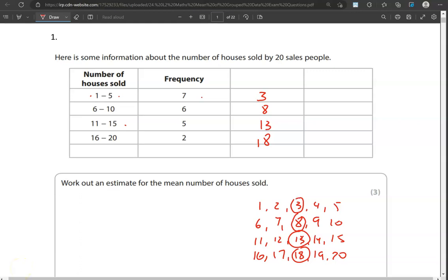So rather than listing 7 3s and adding them together, we can just multiply. 7 lots of 3, that gives us 21. 6 lots of 8 gives us 48. 5 lots of 13, what does that give us? 5 times 3 is 15, so 5 down, 1 carried over. 5 times 1 is 5, and the 1 is 6, so that is 65. 2 lots of 18, what is that? 2 lots of 8, that is 16, so 6 down and 1 carried over. 1 times 2 is 2, and the 1 is 3, so that is 36.